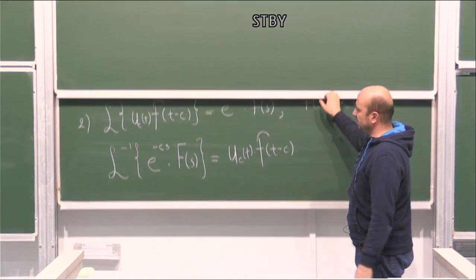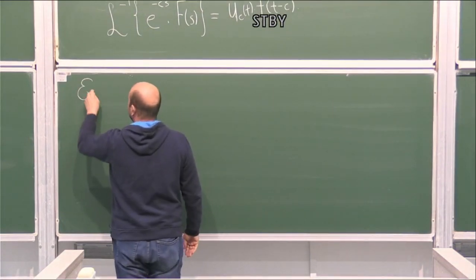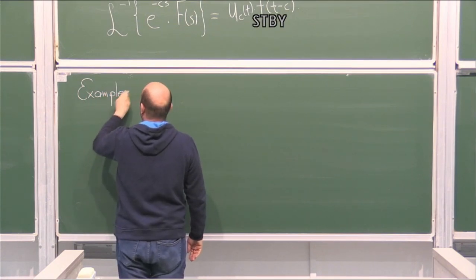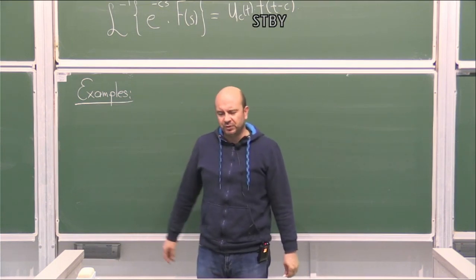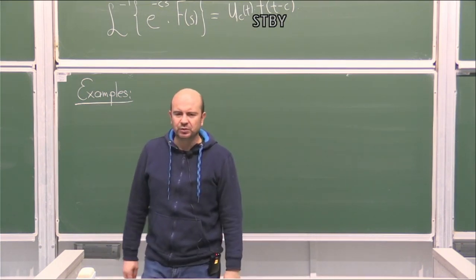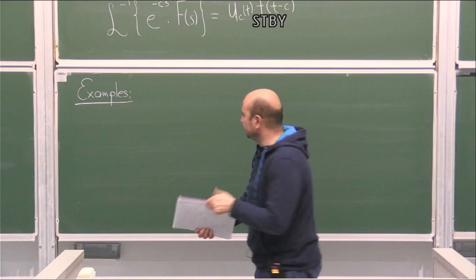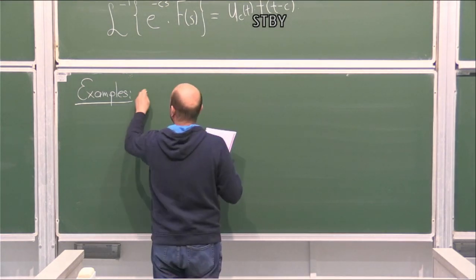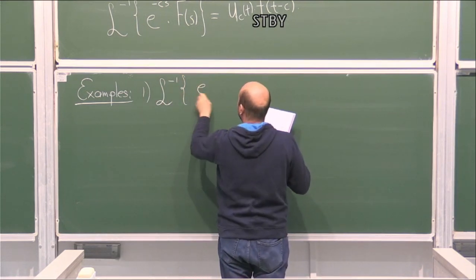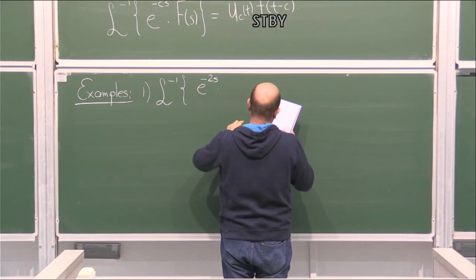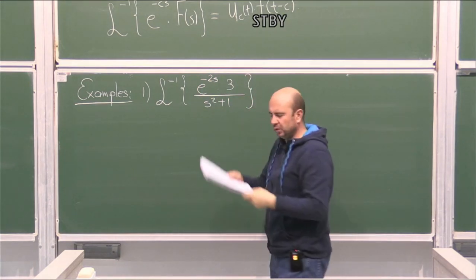All right, we did some examples, but let's do some more. Our first three examples were computing the Laplace transform. Now let's talk about the inverse Laplace, and then we can do some mixed examples. So let's first of all try to compute the inverse Laplace of e to the minus 2s times 3 over s squared plus 1.